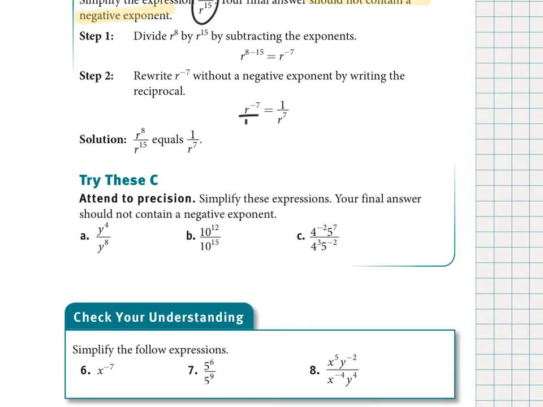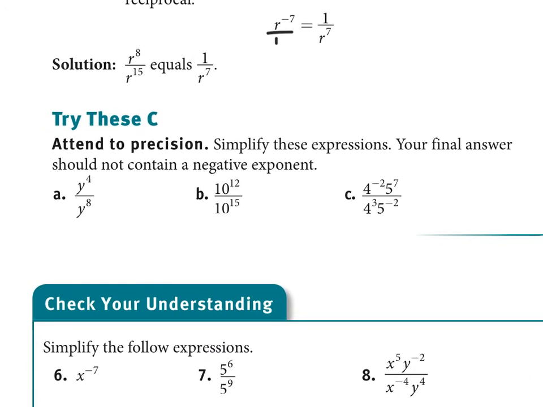Okay, so let's do a couple examples down here and try these. So y to the 4th over y to the 8th. I'm able to subtract exponents, right? 4 minus 8, so y to the negative 4th. I don't want to leave the negative exponent, so I'm going to do 1 over, and that will allow me to rewrite the exponent as positive in the denominator. So we're going to have 1 over y to the 4th.